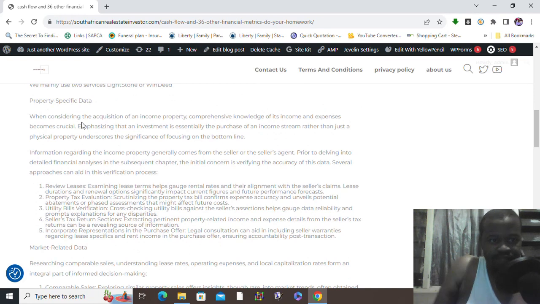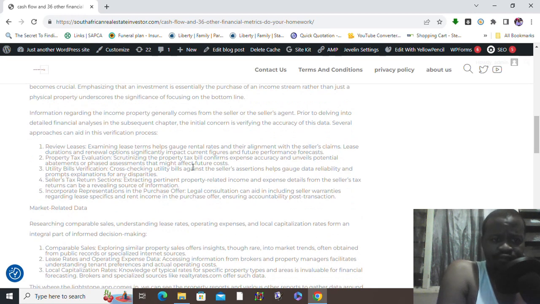Now, for property specific data, when considering the acquisition of an income property, comprehensive knowledge of its income and expenses becomes crucial, emphasizing that an investment is essentially the purchase of an income stream rather than a physical property, which underscores the significance of focusing on the bottom line. Information regarding the income property generally comes from the seller or the seller's agent. Prior to delving into detailed financial analysis in the consequent chapters, the initial concern is verifying the accuracy of this actual data. Several approaches can aid in this verification process.